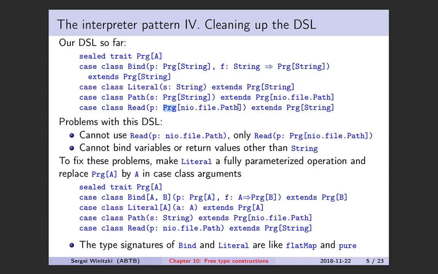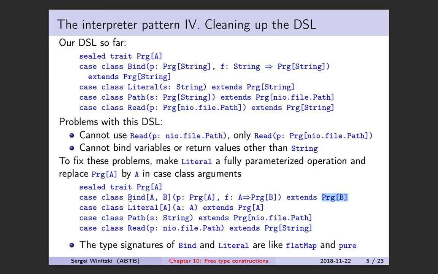If we need this kind of thing, we just bind a variable and we'll get what we need. Now this is an interesting type because the signatures of bind and literal are very similar to the signatures of flat map and pure. If you look at this carefully, literal is of type A to program of A, and bind is of type program of A, A to program of B, and it returns program of B. So if we imagine that this is a function from here to here, then this is just the type signature of flat map.